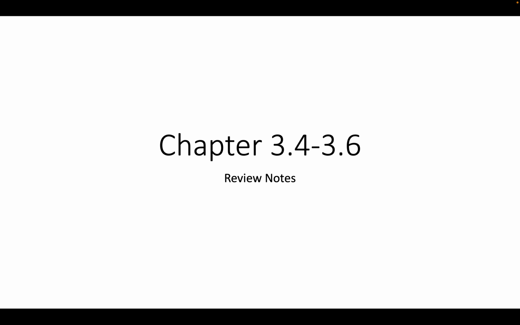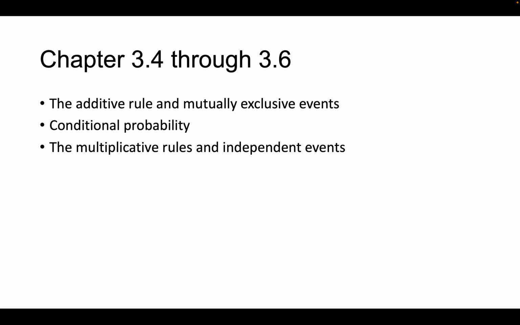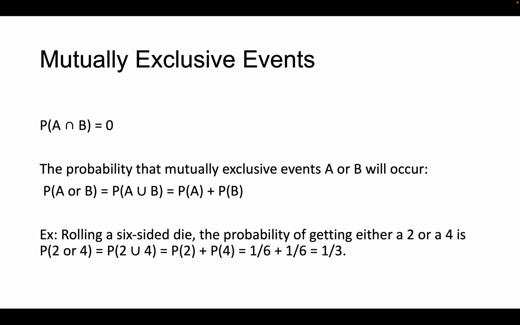Hello everyone, in this video we will go through review notes for chapter 3.4 to 3.6. In chapter 3.1 through 3.3 we learned about events, sample space and probability, unions and intersections, and complementary events. In chapter 3.4 through 3.6 we also learn about the additive rule and mutually exclusive events, conditional probability, also the multiplicative rules and independent events, and here we will go through these topics briefly.